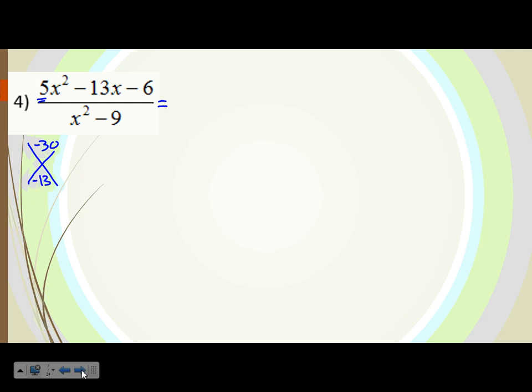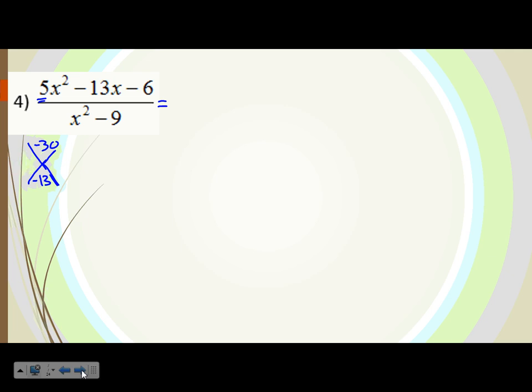2 numbers that multiply to be negative 30 that add up to be negative 13. A lot of people try 3 and 10, but it doesn't work. 3 times 10 is positive 30. Well, if you make one of them negative, now they don't add up to be negative 13, they add up to be negative 7. So it's not 3 and 10, it's actually 2 and 15. So be careful with that. That's why you always want to check your work.